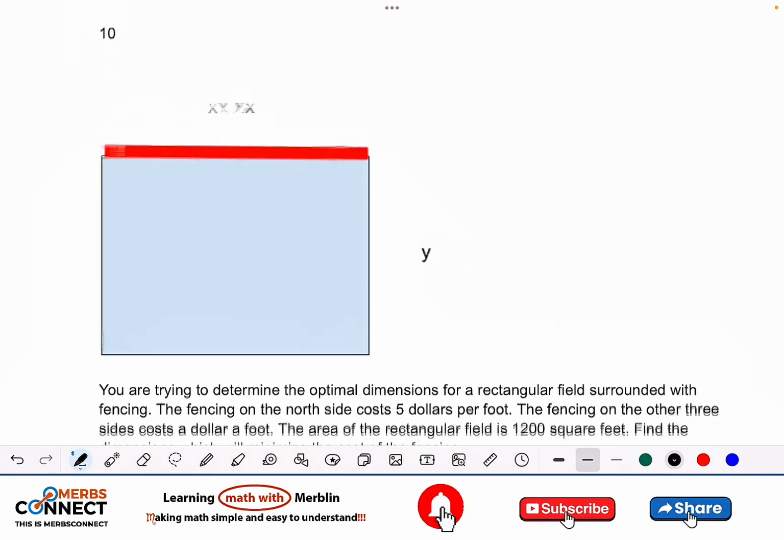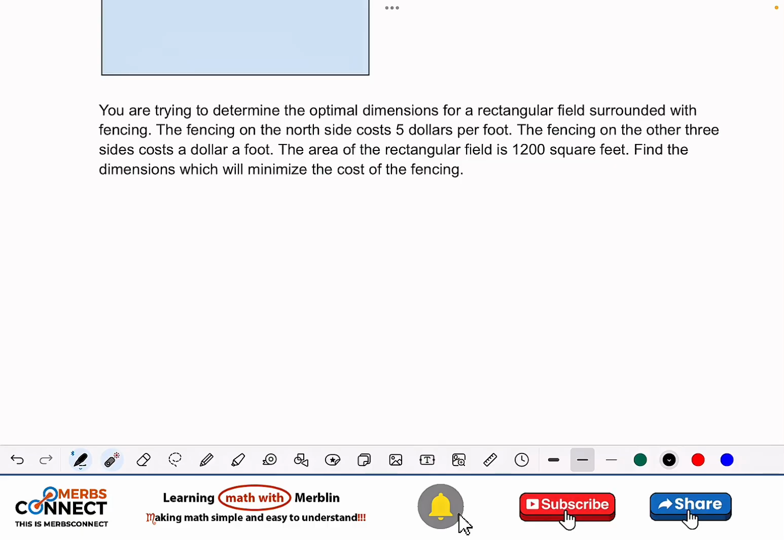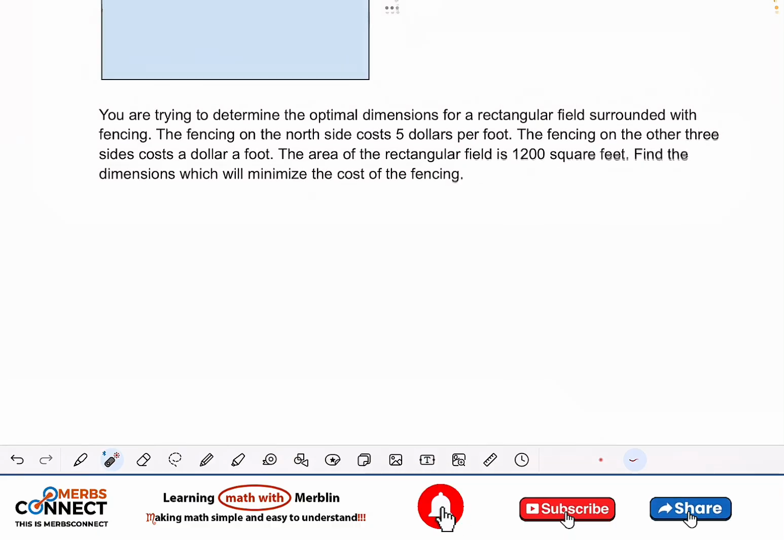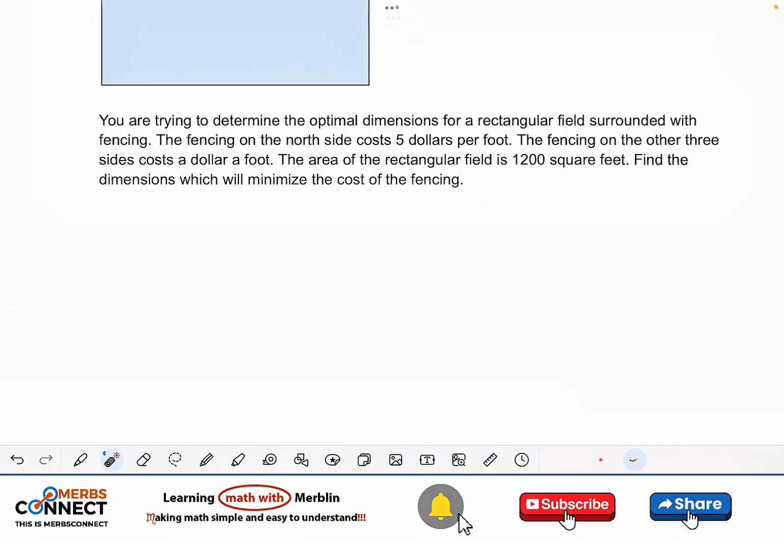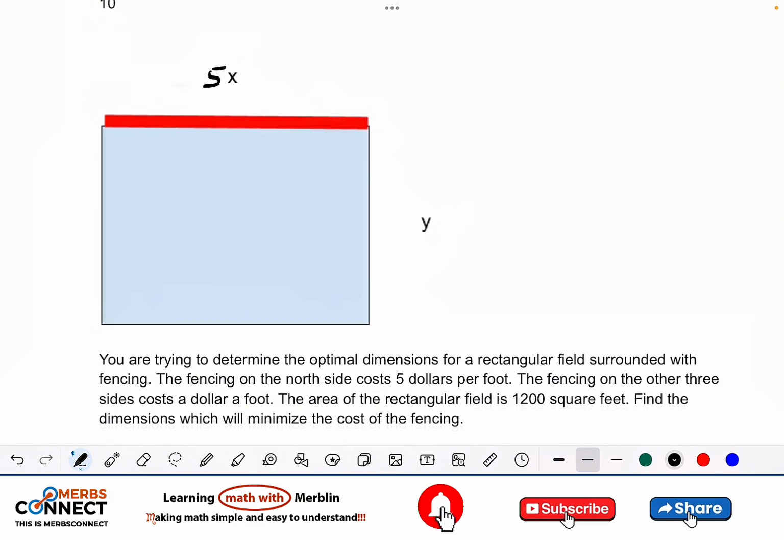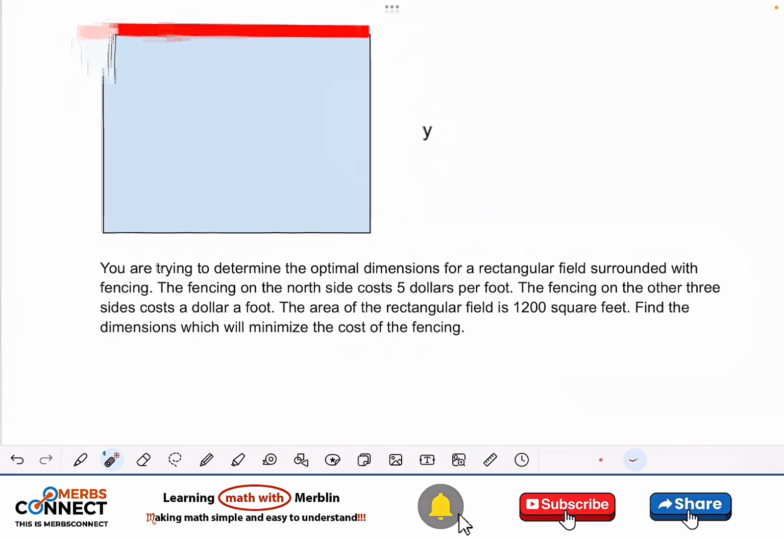Let's look at question 10. Good. So question 10 is you are trying to determine the optimal dimension for a rectangular field surrounded with fencing. So we are saying that the fencing on the north side costs $5 per foot. So let's assume that this is the north side, right? So it means that since it's $5, this is going to be 5x, right? And then the fencing on the other 3 sides costs $1.